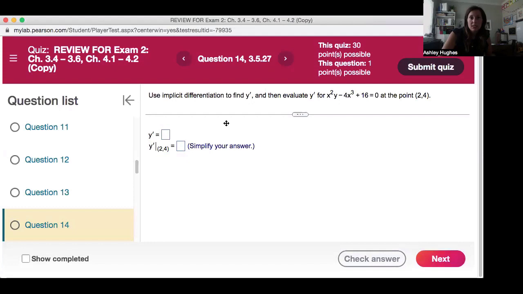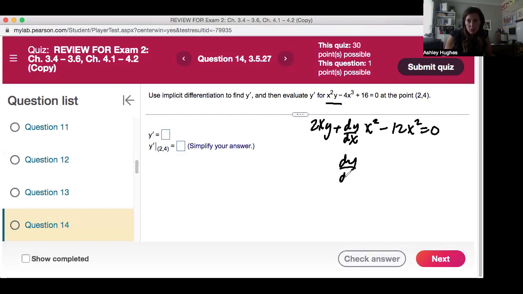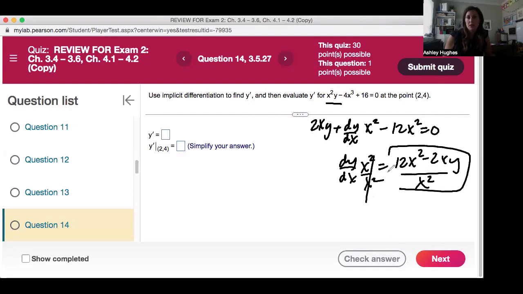Number 14, like implicit differentiation. So for the derivative, we need the product rule again. So 2x times y plus the derivative of y times x squared minus 12x squared equals 0. And then we would just move over both of those things. So that'd be a positive 12x squared minus 2xy, and then just divide by x squared. And then I will let you plug in the 2 and the 4.